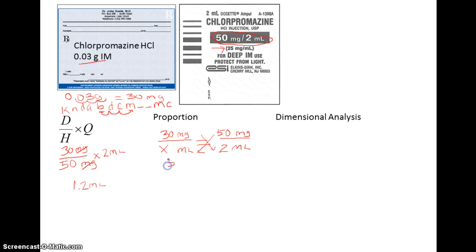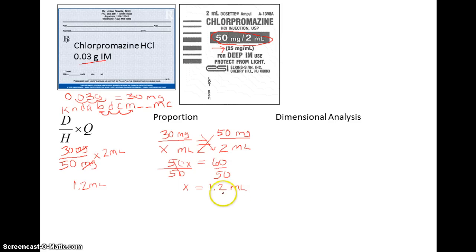So we have 50x is equal to 30 times 2, which is 60. We need to isolate the x, so we divide by 50 on both sides. 50's cancel, and we have x equals 1.2. We go back and look, and our original problem was in milliliters with our x, and so that is our label.